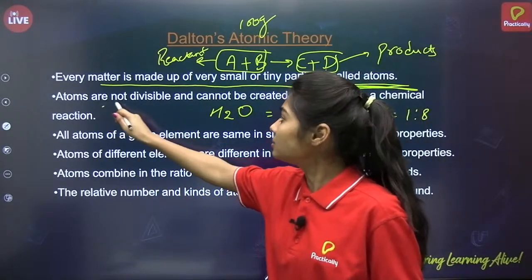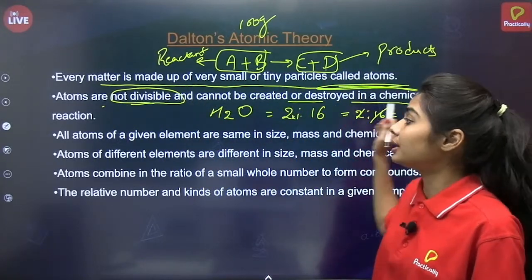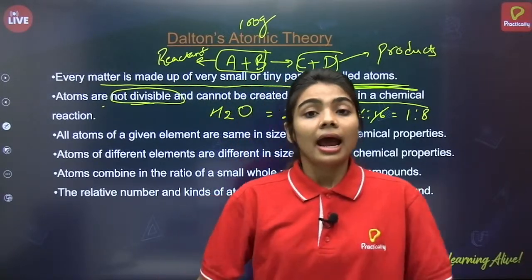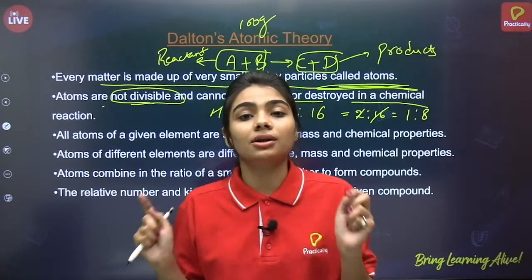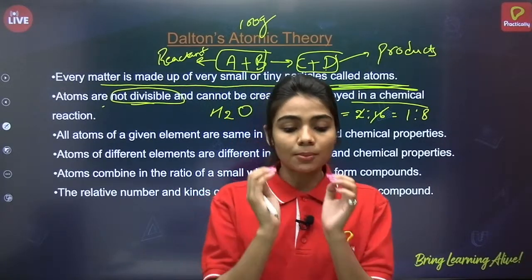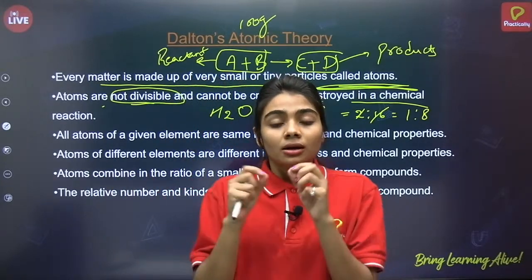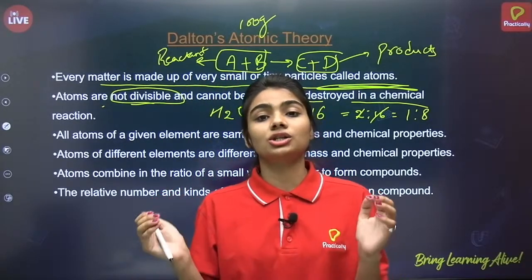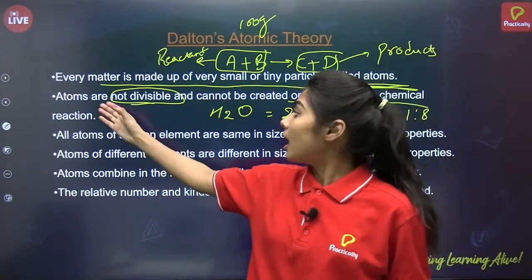Next, atoms are not divisible and cannot be created or destroyed in a chemical reaction. Whenever a chemical reaction takes place, atoms are neither created nor destroyed. Only bond formation takes place: some bonds will break and some bonds will be made. There is no destruction or formation of any new atom.